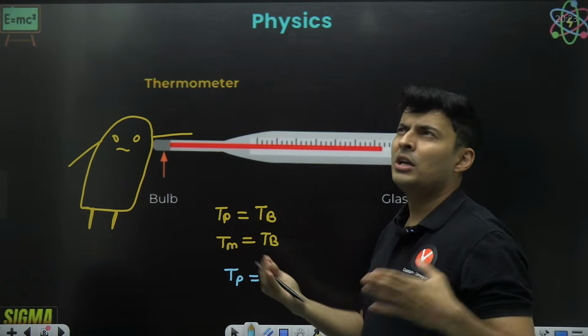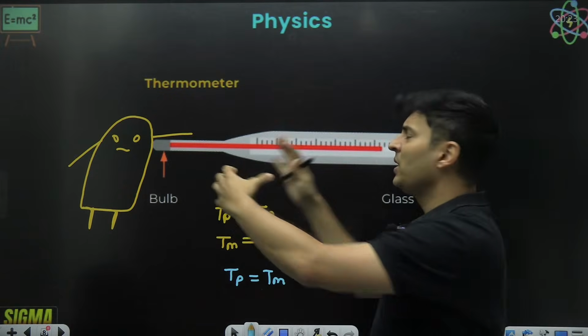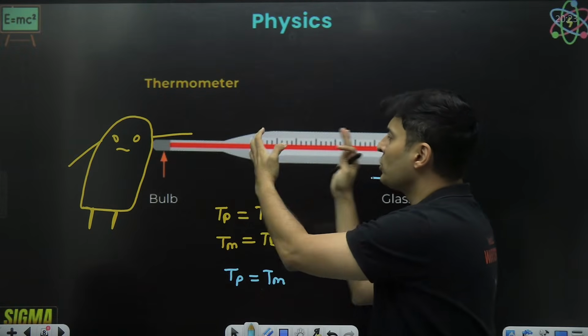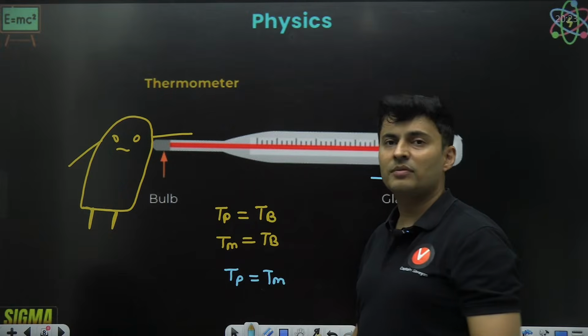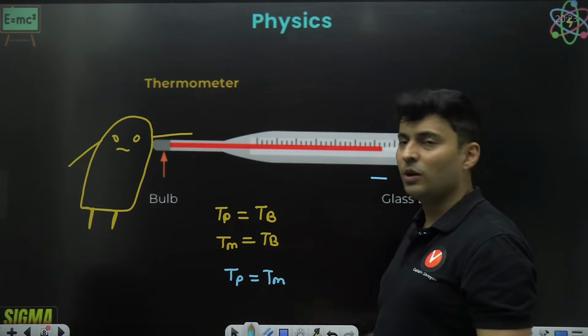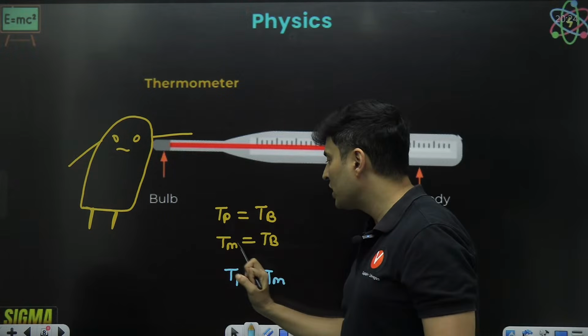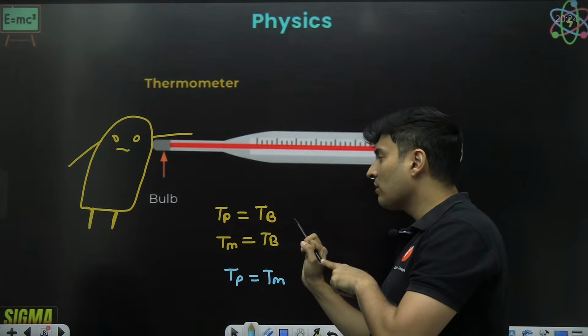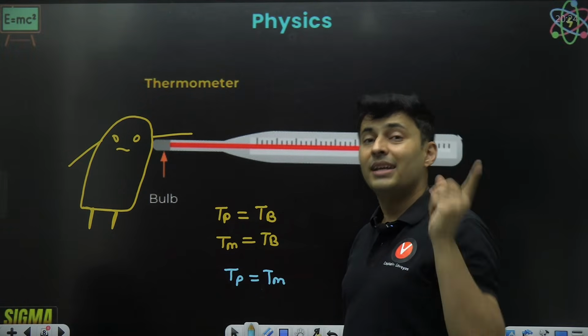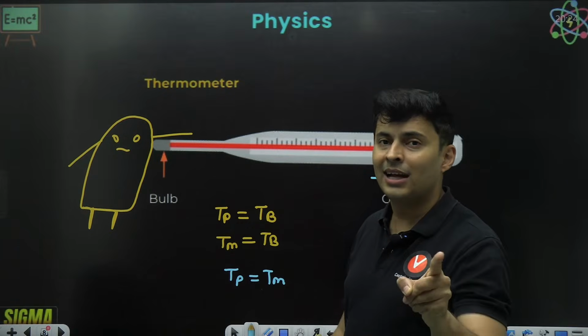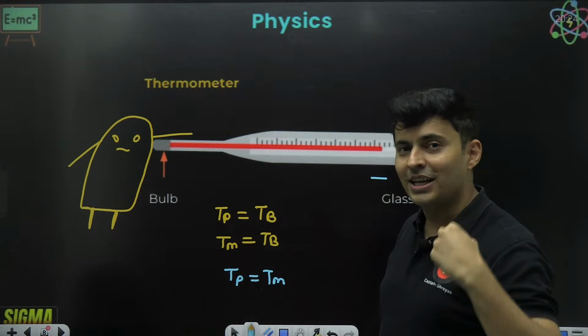Oh, I am this hot, so I should be this wide. I should be this much. Oh, I am very cold, so I should contract. But it just so happens, because of thermal equilibrium, the temperature of mercury is equal to the temperature of the bulb, and the temperature of the bulb is equal to the temperature of the person there. So, indirectly, it is measuring you. Otherwise, directly, it is measuring itself.